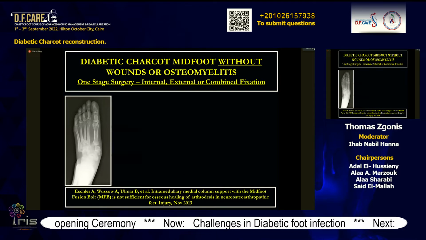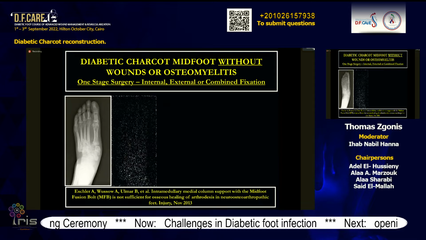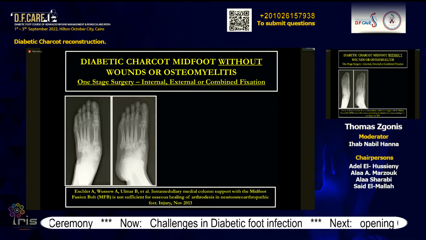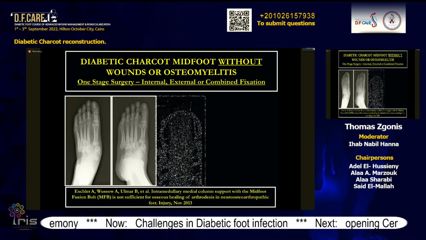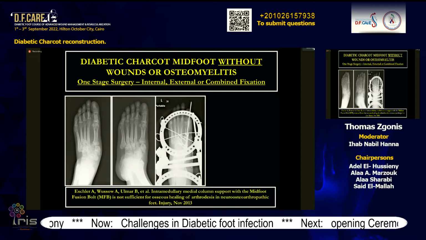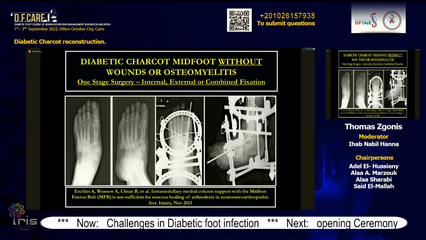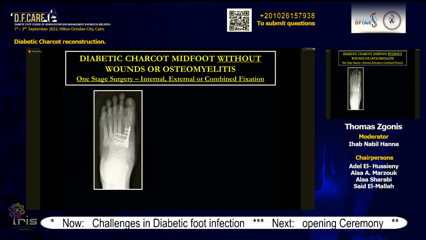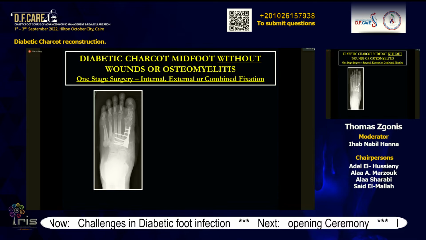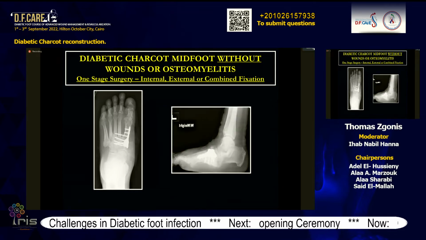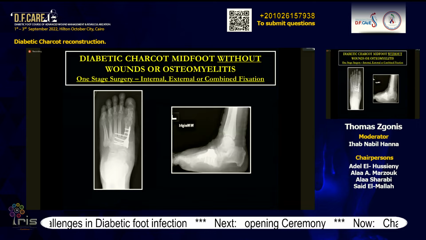Here's another patient with a fracture dislocation on a diabetic patient on a midfoot without any wounds or osteomyelitis. Same technique, internal with external fixation, medial column arthrodesis, and you can see the retained internal fixation in these patients without any history of wounds or osteomyelitis provide prolonged stabilization for the deformity correction.